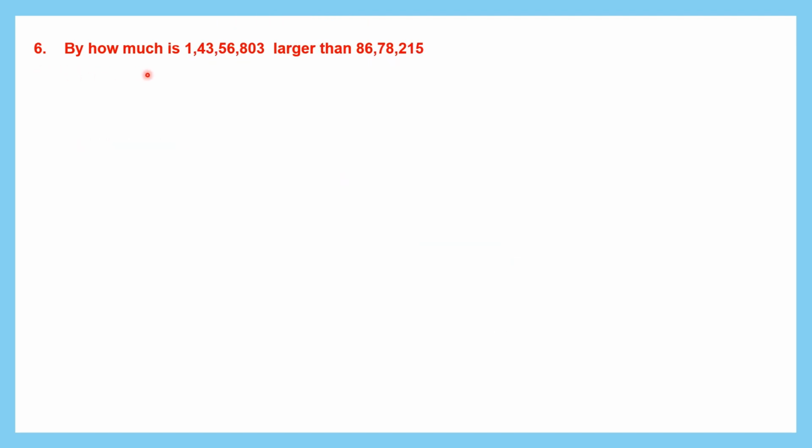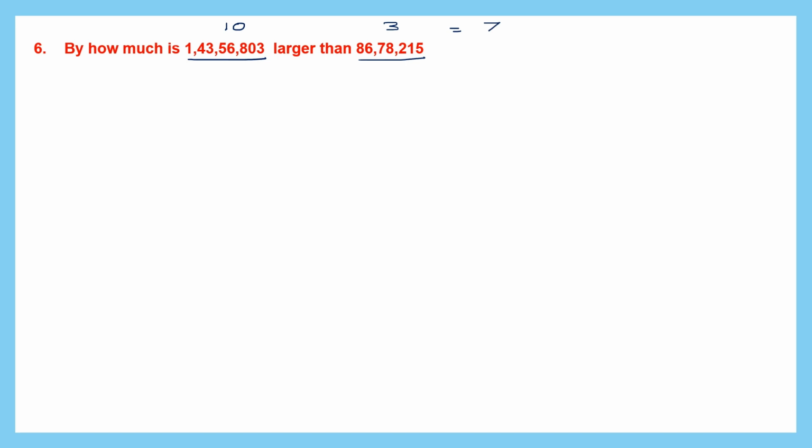Question 6. By how much is 1,43,56,803 larger than 86,78,215? That means this is the larger number, this is the smaller number. Now we have to find out by how much this number is greater than this. So again, let's take a simple example. Now suppose I take the number 10. 10 is larger than say 3, isn't it? By how much is 10 larger than 3? It is larger than 3 by 7.